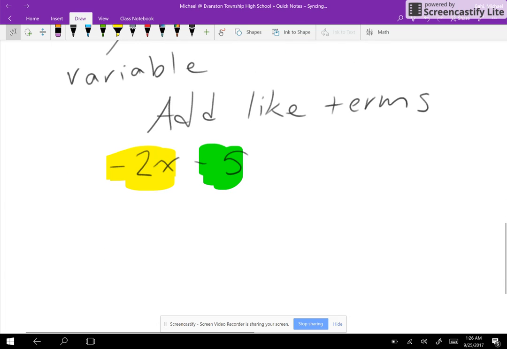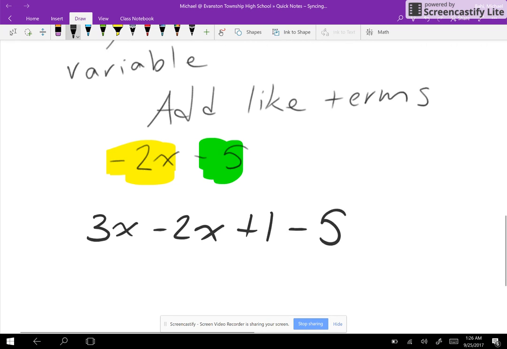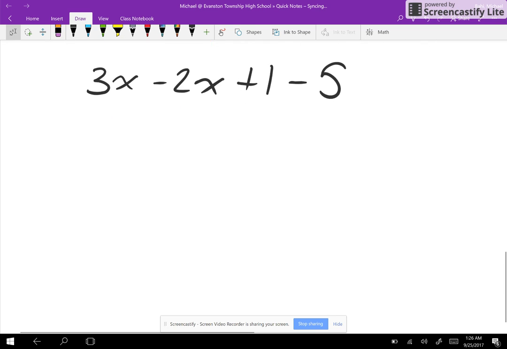Why don't you guys try one? Let's do 3x minus 2x plus 1 minus 5. Try that one out. Nice job. So the correct answer is 1x minus 4.